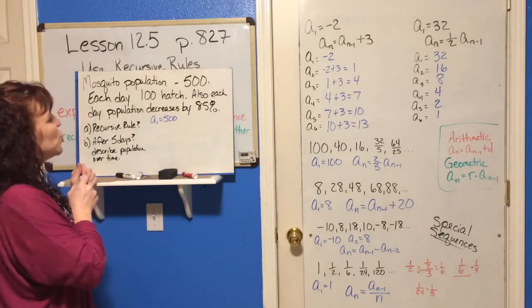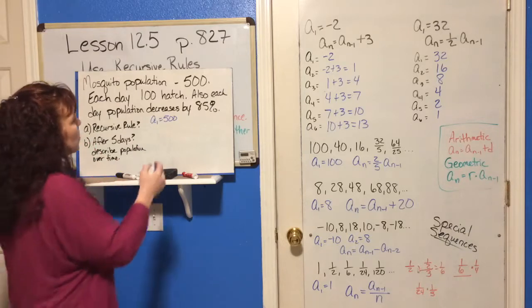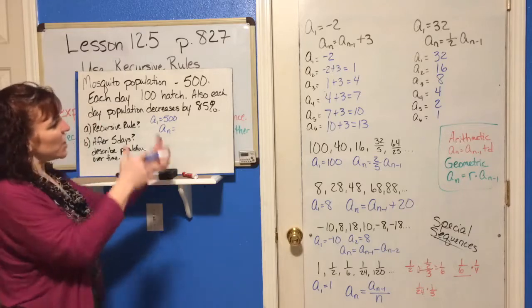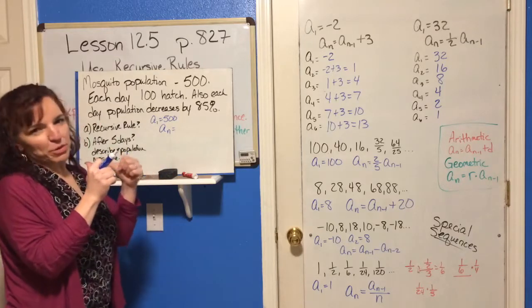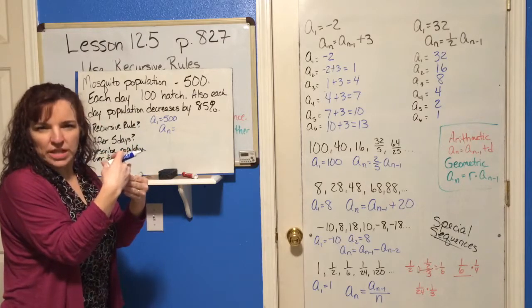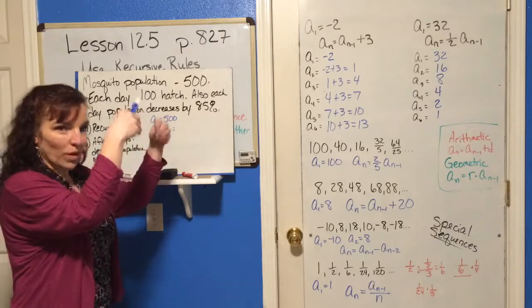And then what we're going to do is say, well, if it decreases by 85%, then what you actually have is 15%. Do you understand the difference there? We don't care what's not here. We want to know what is here.